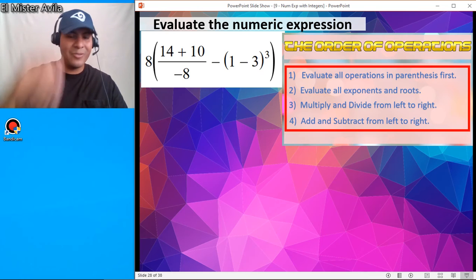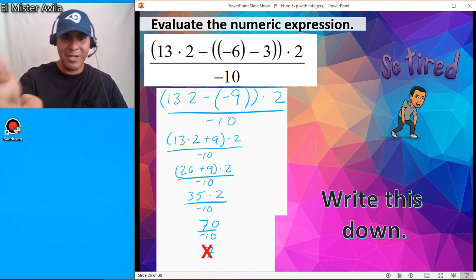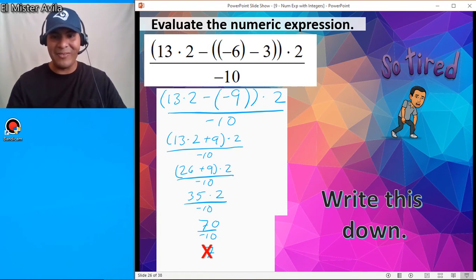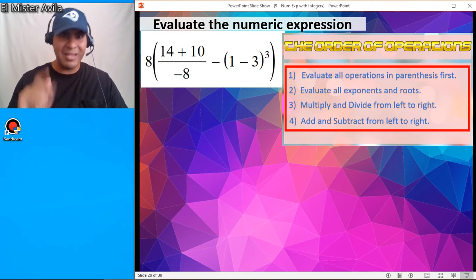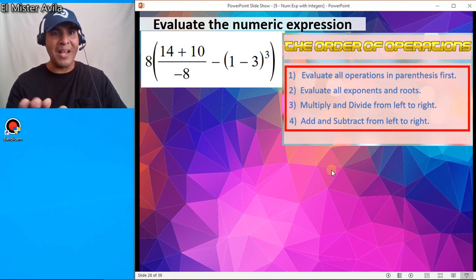This is complicated. Notice the last one had like 6 steps. So here, I think it's about the same. Good luck. Pause the video. And when you're ready, I'll show you the answer. Moving on. In 3, 2, and 1.